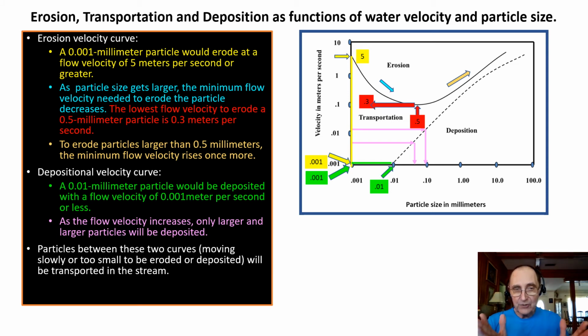As far as deposition is concerned, a 0.01 millimeter particle would be deposited with a flow velocity of 0.001 meter per second or less. That's shown in green in the diagram. And as the flow velocity increases, only larger particles will be deposited. That is shown by the purple arrows. So again, above the solid curve, you have erosion. Below the dashed curve, you have deposition. In between, you have transportation.